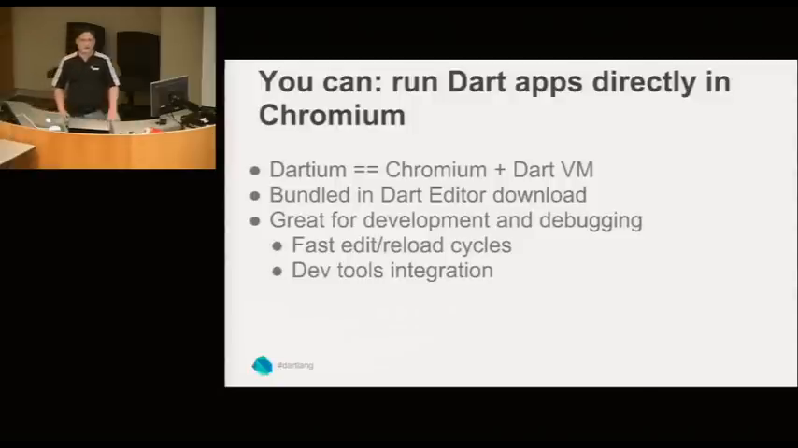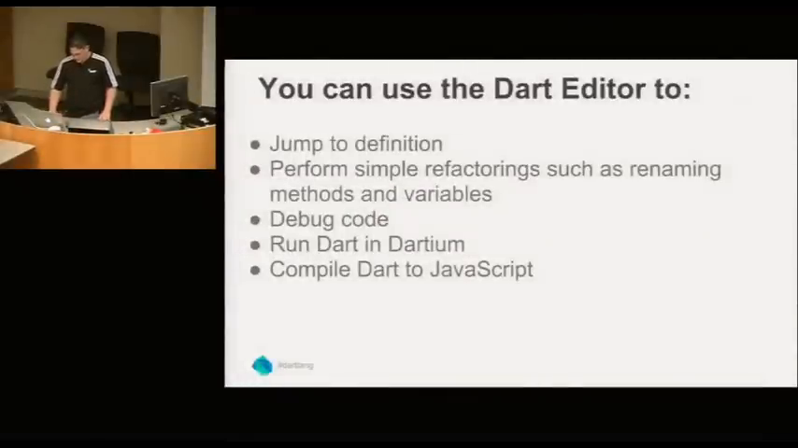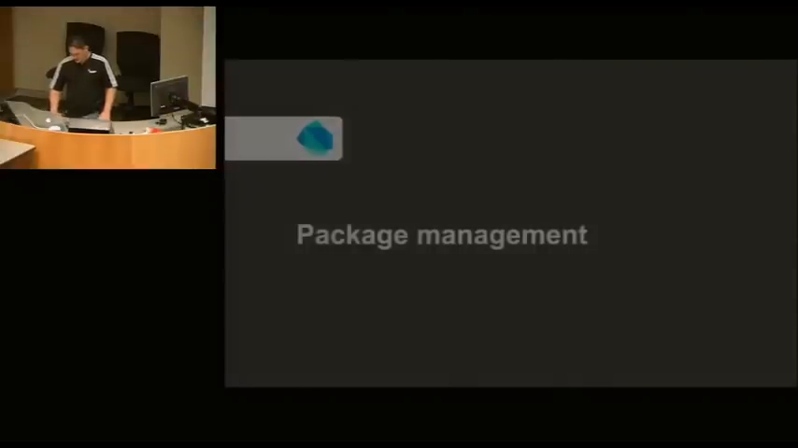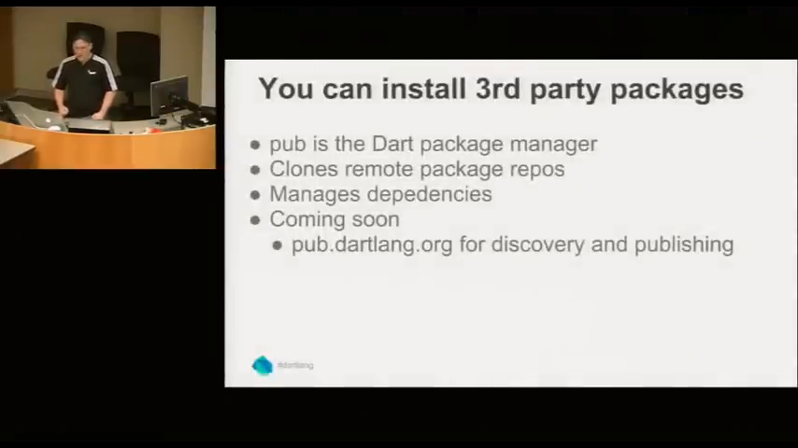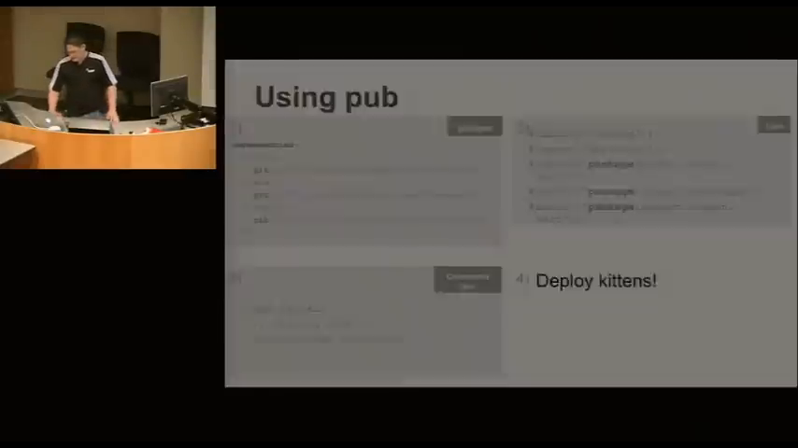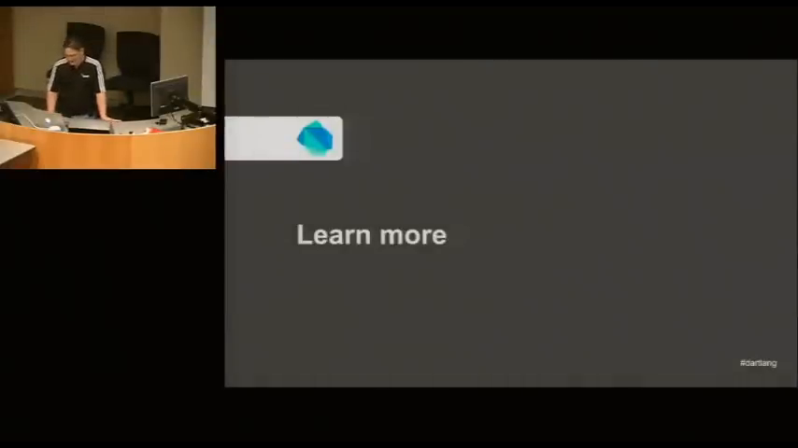So this is great for writing code because you don't have to compile to JavaScript. You could just run it immediately. You have in-editor debugging. So that is a very, very nice rapid turnaround coding process. We showed all of that. And then we have a package manager called Pub. It kind of looks like NPM in the Node world or RubyGems. So it's what you might expect.